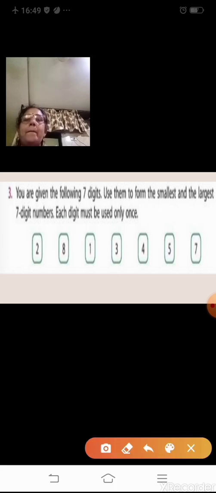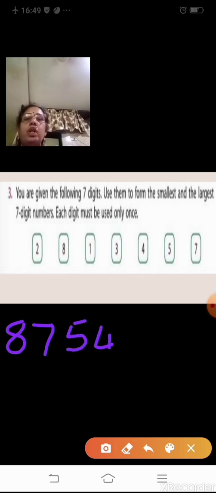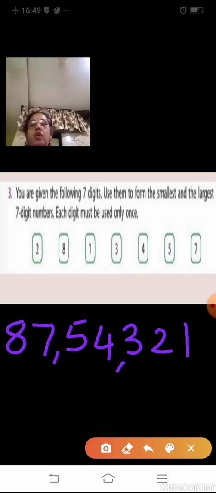Okay, so which is the big number here, that is the large number here, 8. Then comes the next number 7, then 5, 4, 3, 2 and then 1. Place the commas. So you have found the largest number, that is 87,54,321, and the smallest number will be the vice versa.